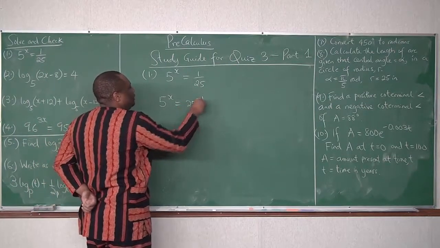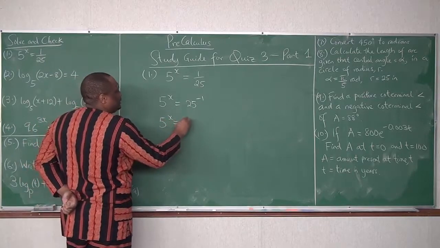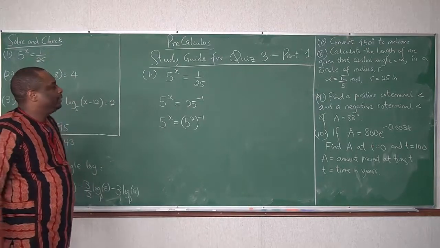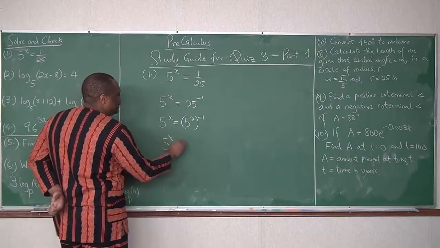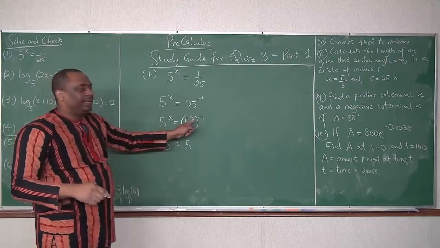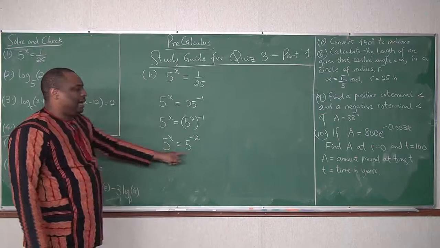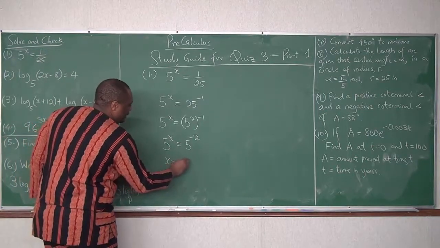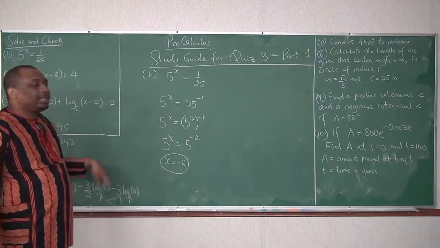So this is 25 raised to power negative 1. We now have that 5 raised to power x is 5 squared raised to power negative 1, because 25 is 5 squared. So you have that 5 raised to power x is 5 raised to power 2 times negative 1, from the law of exponents. 2 times negative 1 is negative 2. And then they have the same base, so you can equate the exponents. x is equal to negative 2. And that's your answer.